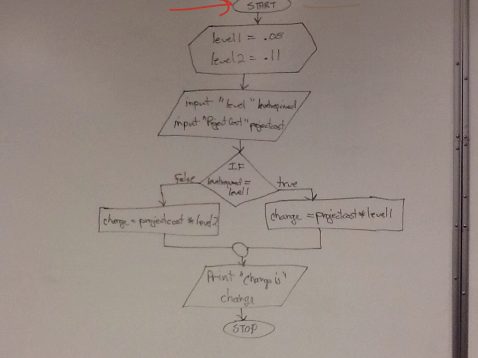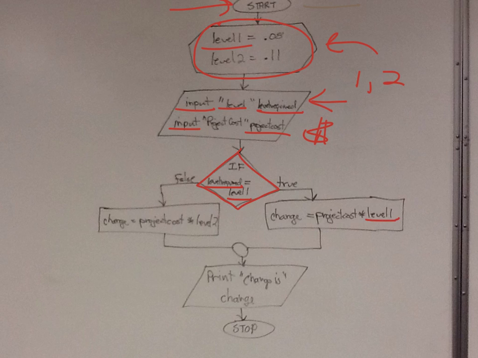So we have the start, initialize these 2. Then we did the inputs in one box, input the level. This would be either a 1 or a 2 to represent the 2 levels. And then the project cost, how much the project cost. Then we looked here at the conditional. We said if the level is equal to level 1, so I just picked one, if it matches this one, well then we use the level 1%. And if not, then it must be the level 2%.